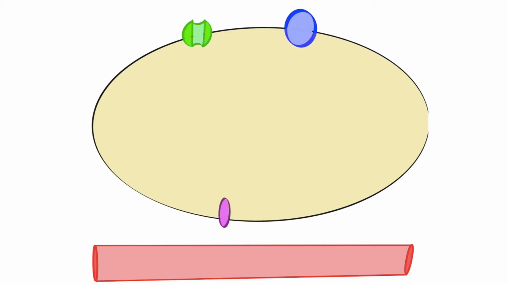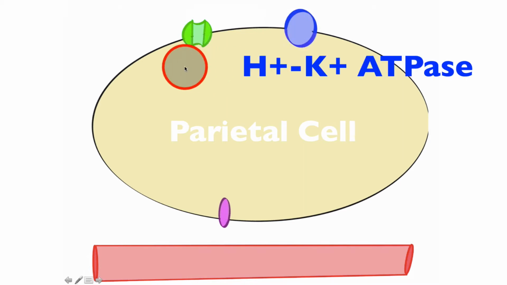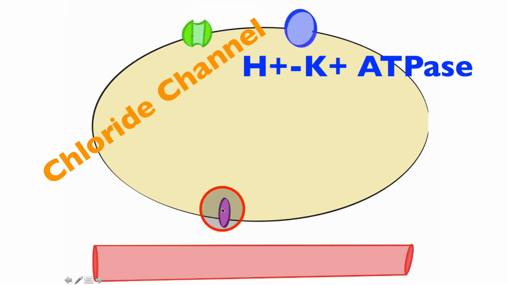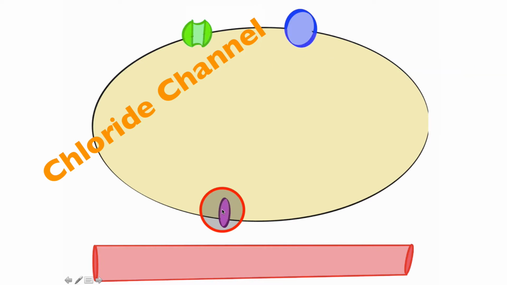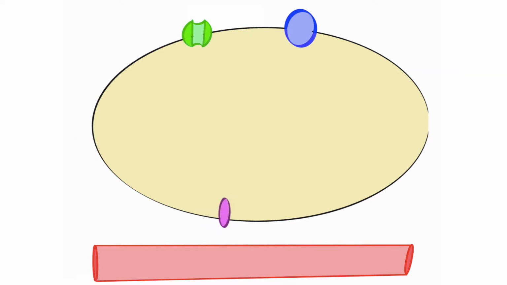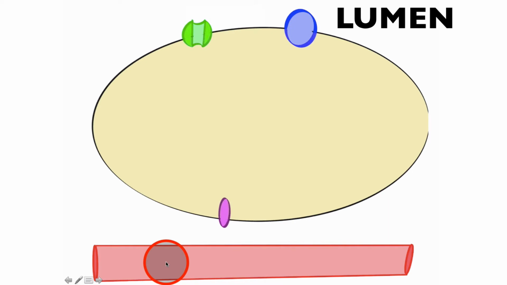The release of hydrochloric acid from parietal cells of the stomach is as follows. In yellow here is a parietal cell. This right here is a hydrogen potassium ATPase. This is a chloride channel. This is a protein that functions as a cotransporter, specifically an antiporter. This region up here would be the lumen of the stomach, and we have a capillary down here.